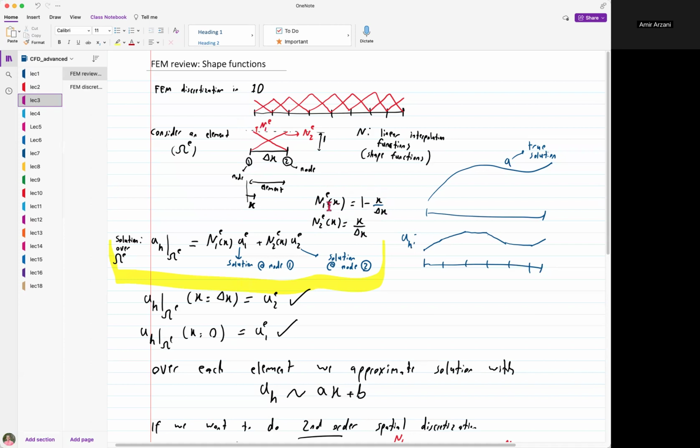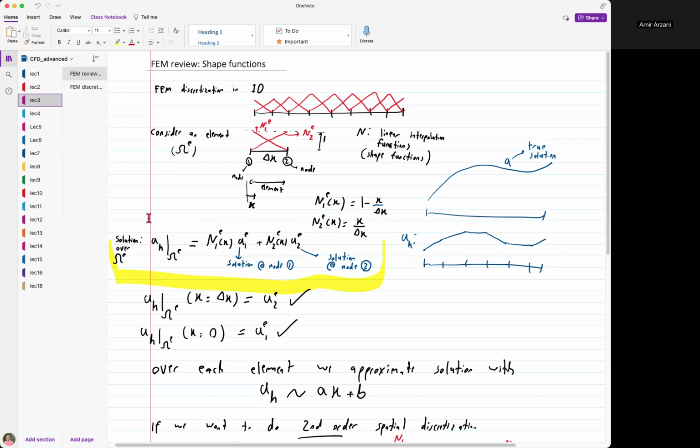If you look at N1, and plug in x equals 0, where x is my coordinate, you can see that this is indeed equal to 1 at its respective node, node 1. If you put x equals delta x, the location of the other node, this becomes 0 as desired. Same thing for N2. If you put x equals delta x, the location of node 2, this becomes 1, and if you put x equals 0, the location of the other node, this becomes 0.